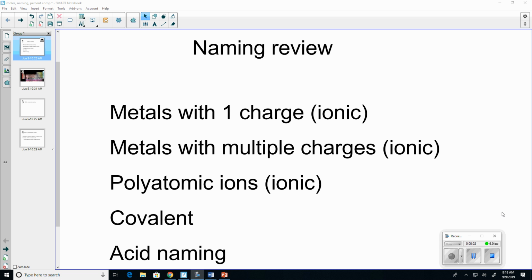In years past, it was the bottom one, the acid naming, that threw people off on that packet that I gave you over the summer, because that's the one thing that we don't cover in Chem 1. We ask you to memorize a few of the names of acids.